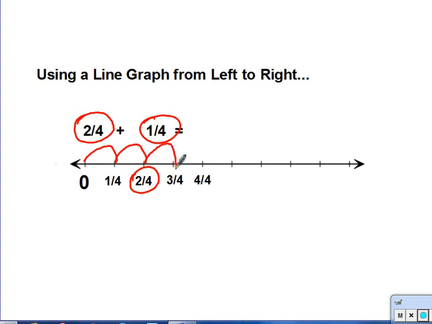If you did this correctly, your diagram should look something like this. 1/4, 2/4, 3/4. 2/4 plus 1/4 equals 3/4, and 3/4 is our sum.